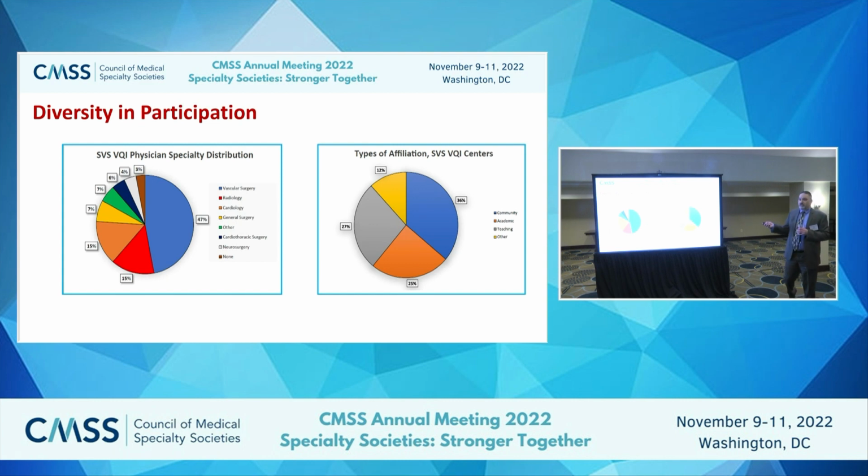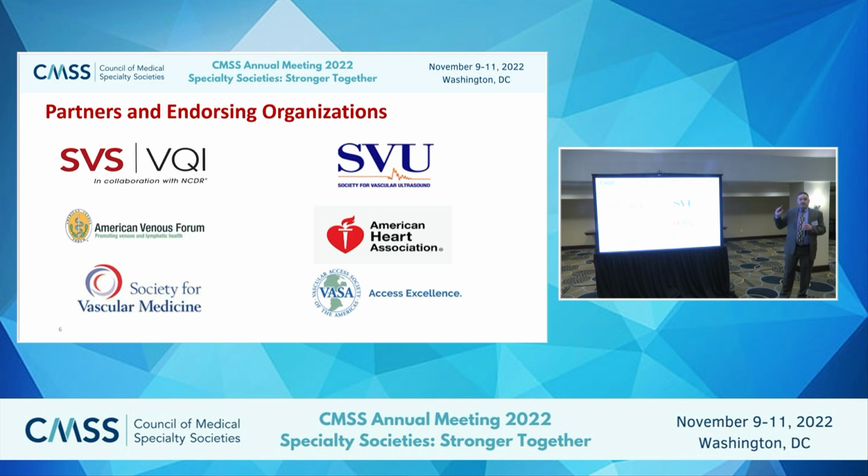One of the interesting things to think about: the VQI, it's the Vascular Quality Initiative. Less than 50% of physicians putting data into the Vascular Quality Initiative are actually vascular surgeons. This was one of the reasons that we did partner with the NCDR in 3 of our registries, because we have a nice percentage of cardiologists, radiologists, general surgeons, neurosurgeons putting data into the registry. And because of this, strong partnerships.